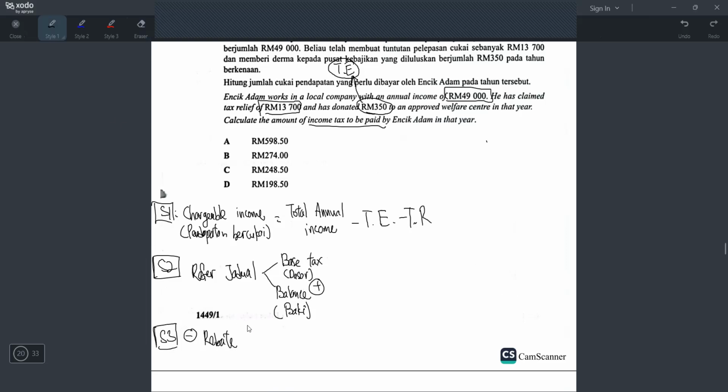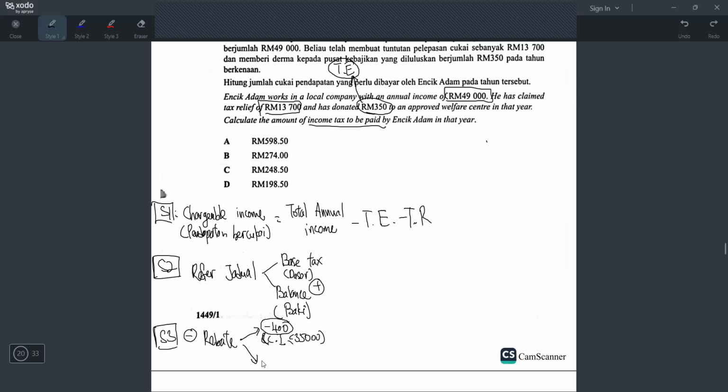And tolak rebate, ada 2 jenis rebate yang you kena hafal. The first type of rebate is where you will minus 400 ringgit, but only if your chargeable income ataupun pendapatan bercukai is less than ataupun sama dengan 35,000. Okay, so only when your chargeable income less than or sama dengan 35,000, then only the person is eligible for this rebate minus 400.